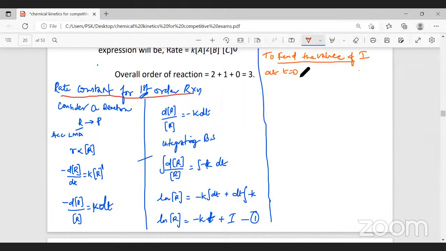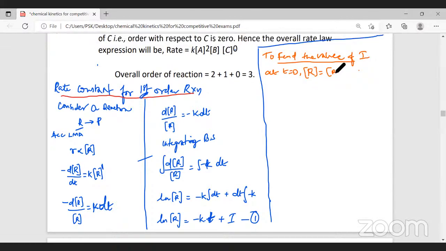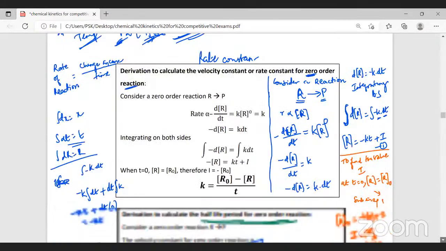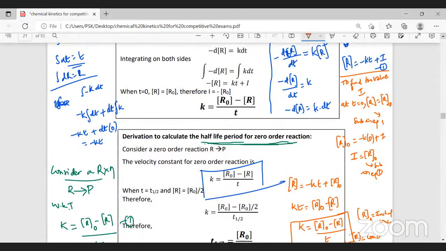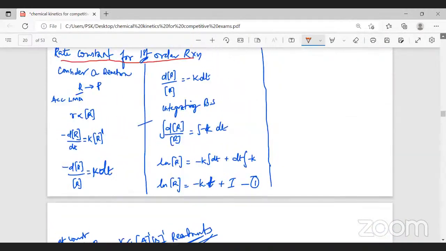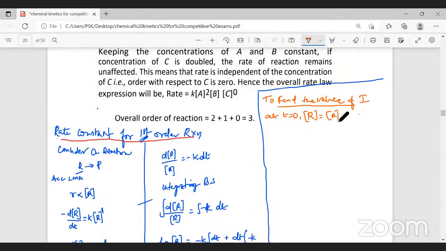At time t is equal to 0, what will be R naught? We learned initial concentration, half-life period. At time t is equal to 0, R is equal to R naught.